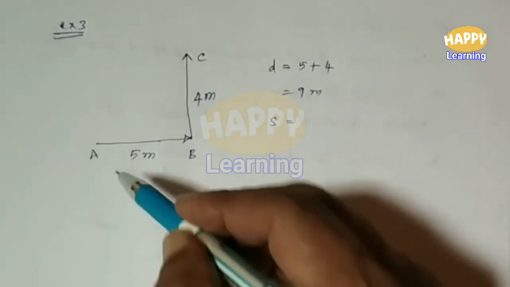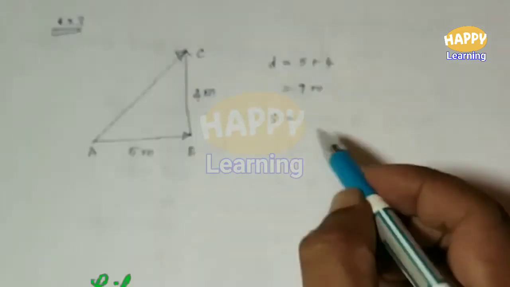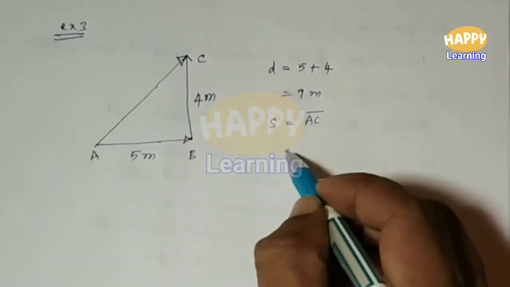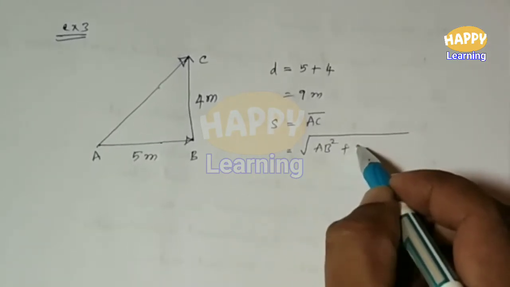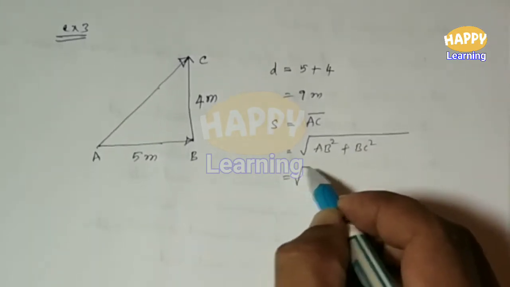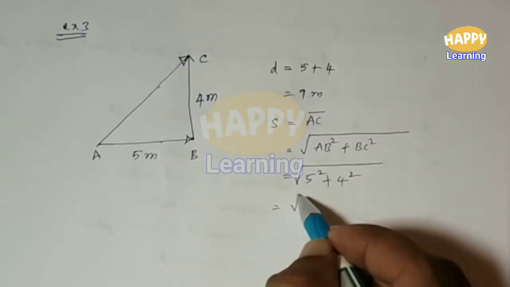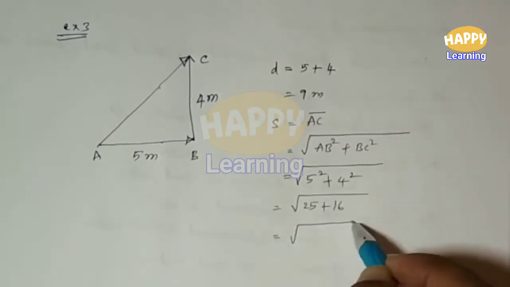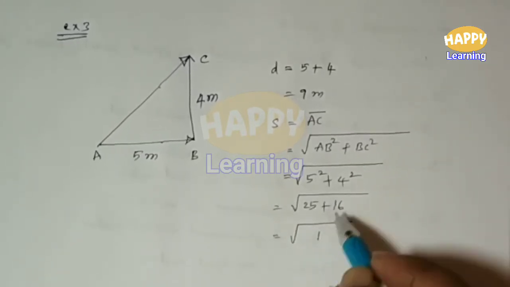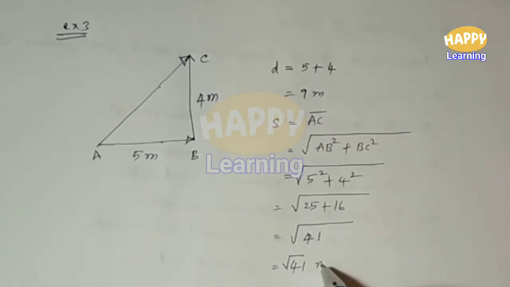Whereas displacement is the shortest distance from starting point A up to the final point C. So we have to take AC. AC will be the hypotenuse of this right angle triangle, that is equal to root of 5 square plus 4 square, that is equal to root of 25 plus 16, that will be root 41 meters.